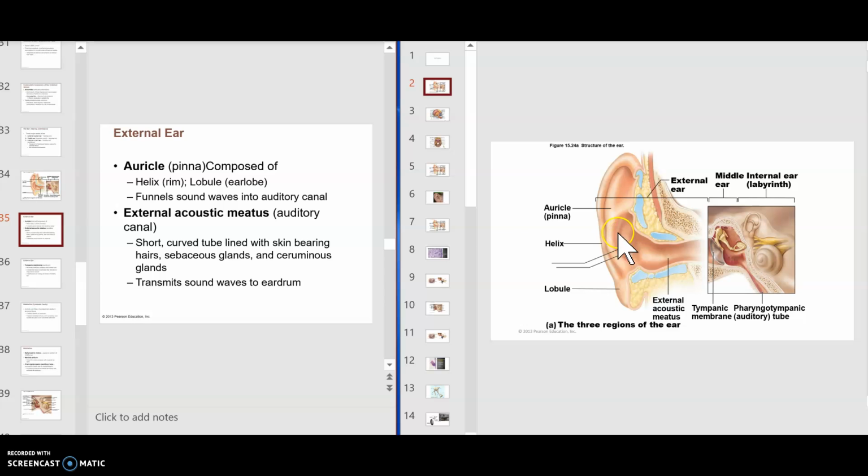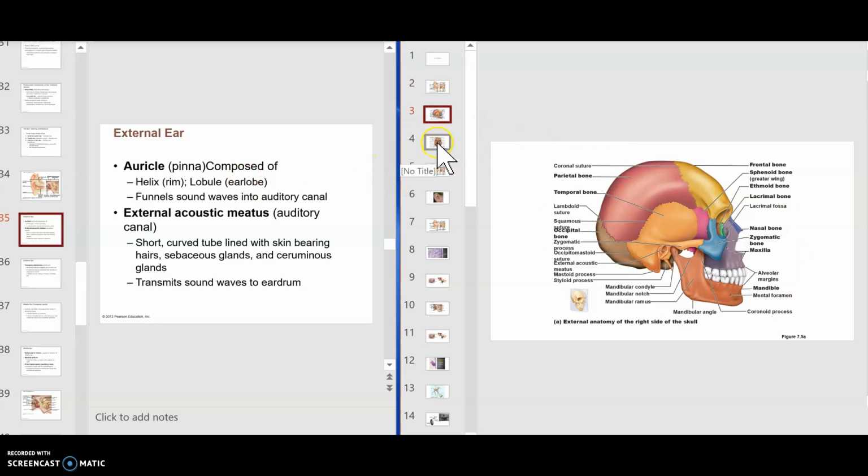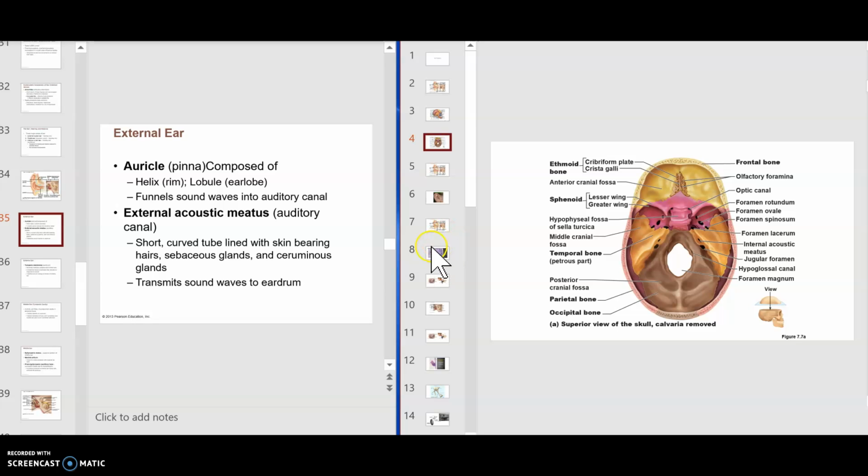Okay. Here's the external acoustic meatus, or some would call it the external auditory meatus, or ear canal in simple terms. The ear canal is about 2.5 centimeters long, and it does have some glands. Let's go here, and we'll come back to that.